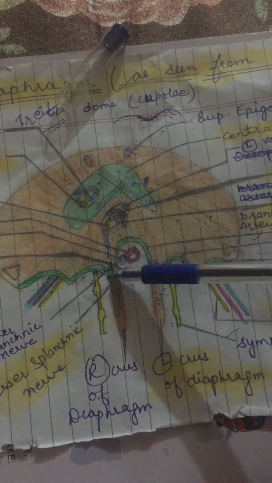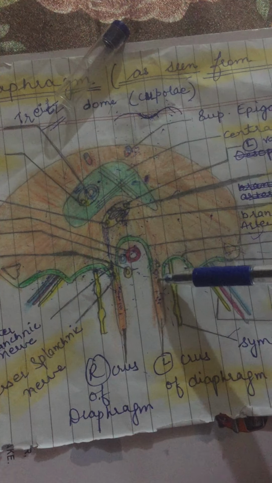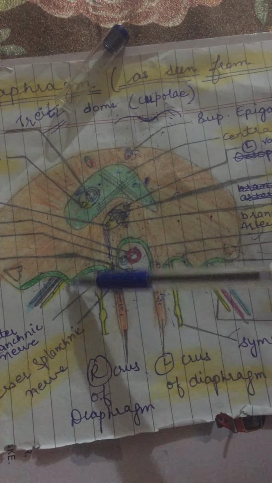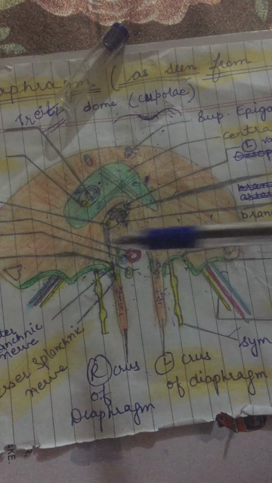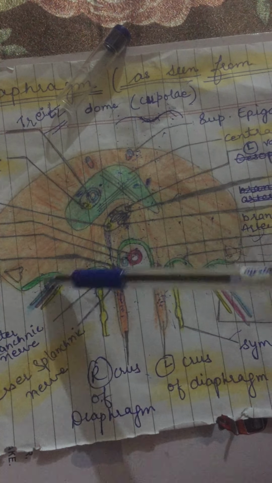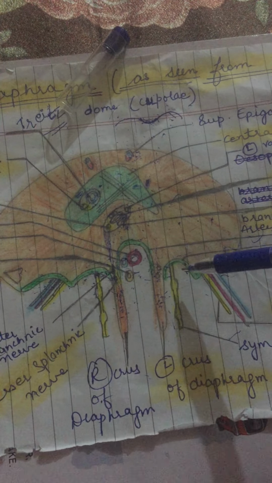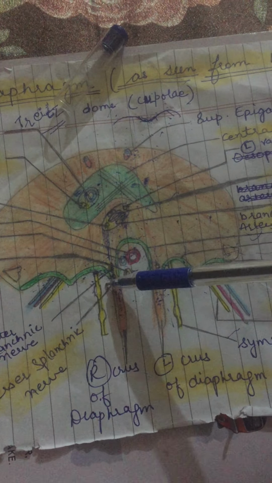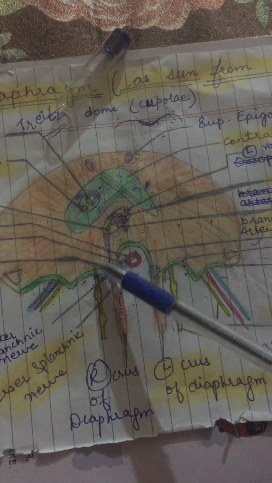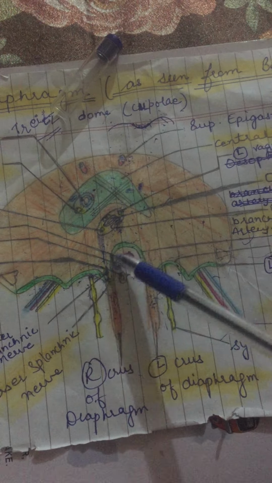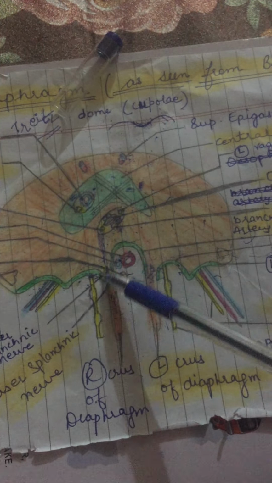This is the medial arcuate, and this is the lateral arcuate. These are the right and left lateral arcuate ligaments, the right and left medial arcuate ligaments, and this one is the median arcuate ligament. Both crura are connected in the midline by the median arcuate ligament.